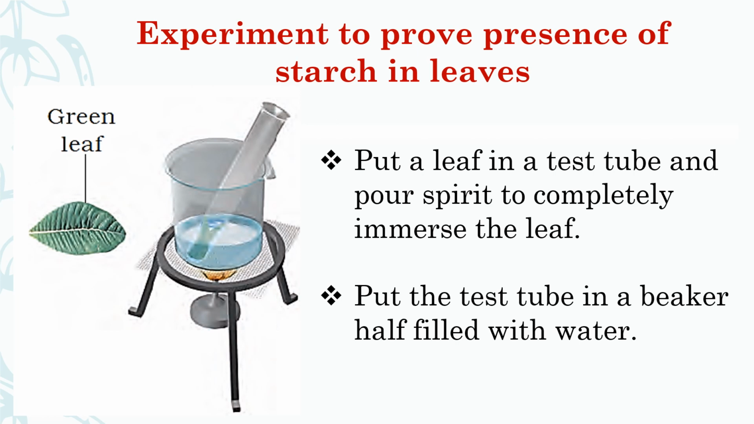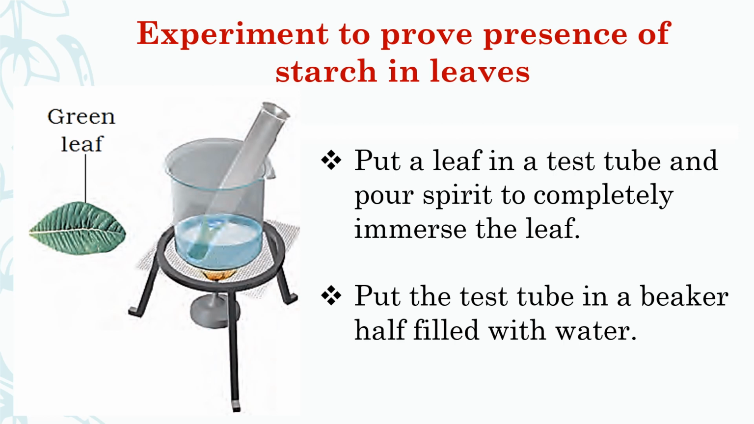But before that, we know that our leaf is green in color, right? And if we put iodine solution over it, we cannot clearly observe the color change because it's already colored. So first, we will turn our leaf colorless. For that, we have to put a leaf in a test tube and pour spirit to completely immerse the leaf. Spirit is a kind of alcohol which will help to remove the color from the leaf.